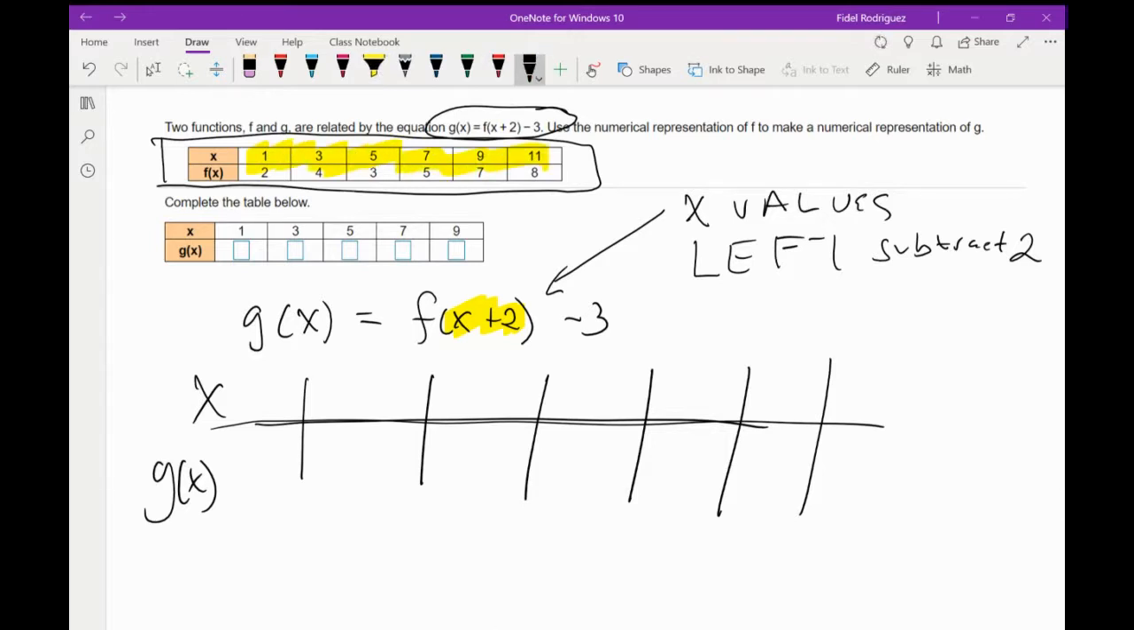So if I take 1 minus 2, that should be negative 1. 3 minus 2, that should be 1. 5 minus 2, that should be 3. 7 minus 2, that should be 5. 9 minus 2, that should be 7. 11 minus 2 should be 9, right? Right. So now what we're going to do is the same with the y values.